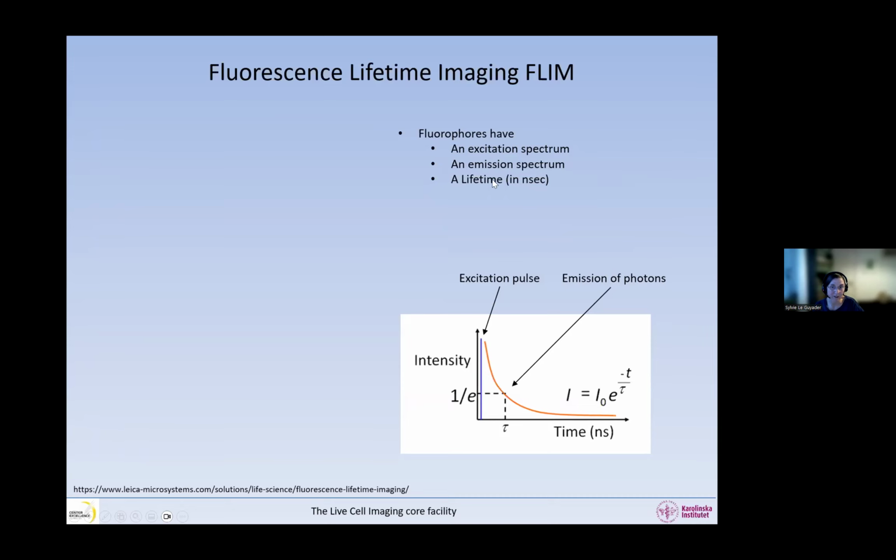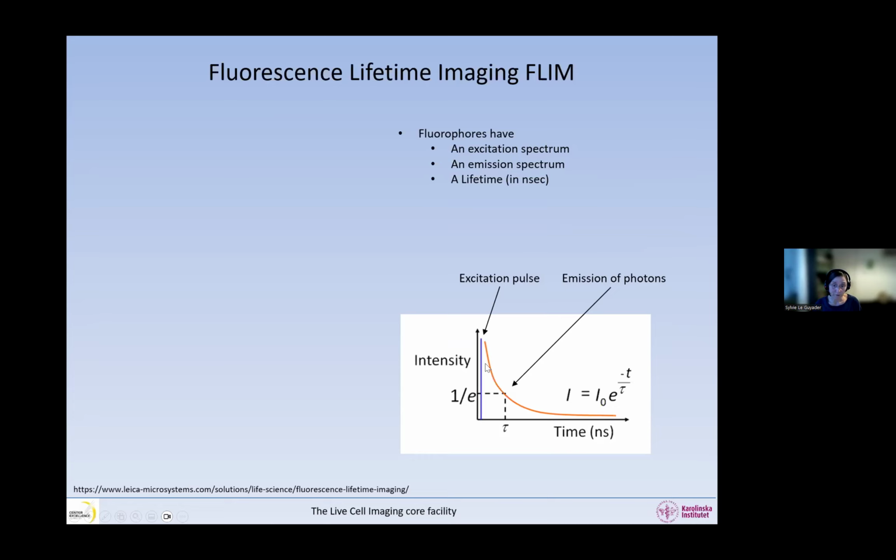So what is the lifetime of a fluorophore? It's basically if you're shining a very short pulse of excitation light on the fluorophore, or on the sample, some of the fluorophores will get excited, and then they will start emitting, right? But then they slowly stop emitting because you just send a very short pulse of excitation. So they will start emitting, and then slowly they will go down. And this curve of the emission, that intensity that goes down, is very typical of the fluorophore.